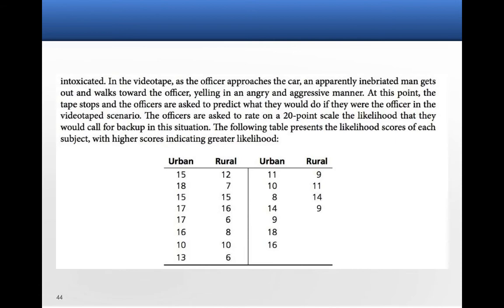The officer approaches the car. An apparently inebriated man gets out, walks towards the officer, and starts yelling. At this point, the tape stops, and the officers are asked to predict what they would do if they were that officer. They're asked to rate on a 20-point scale the likelihood they would call for backup. And so here are all the officers' scores.